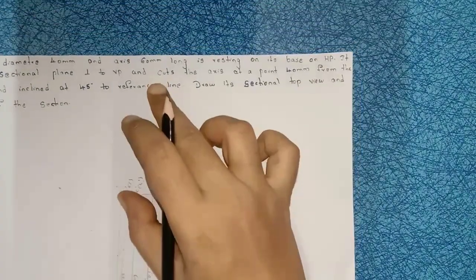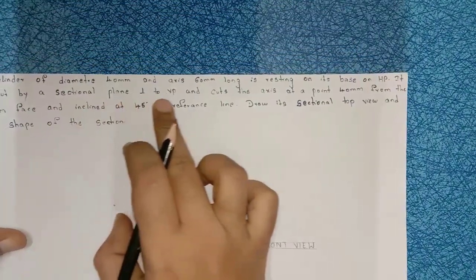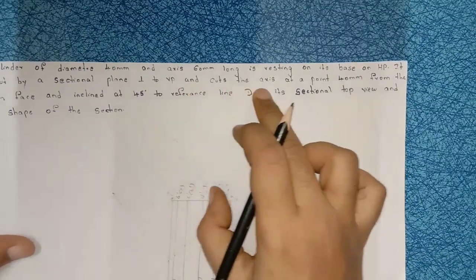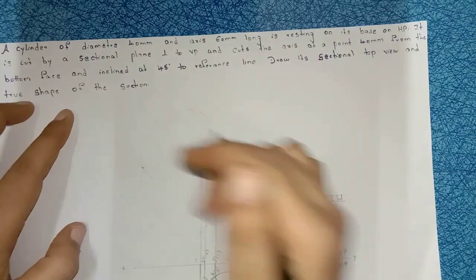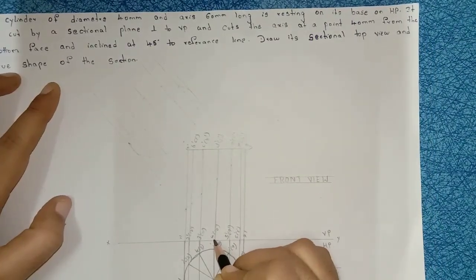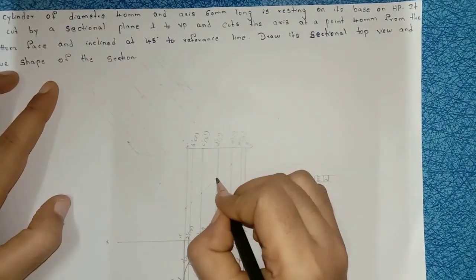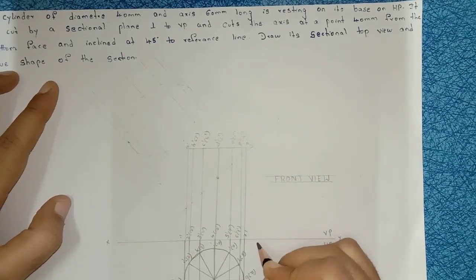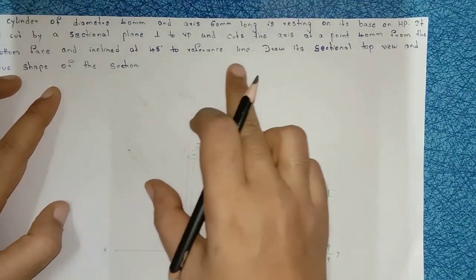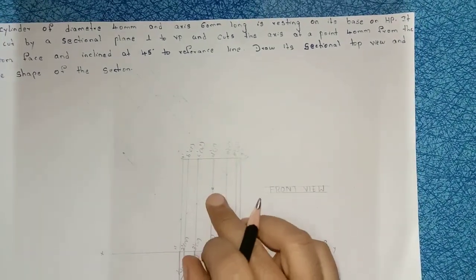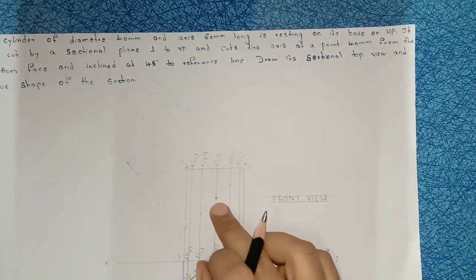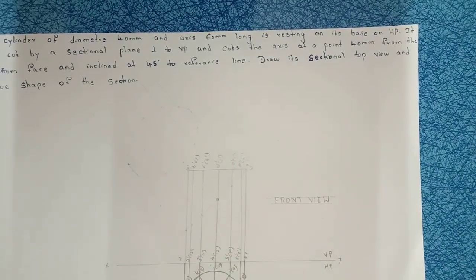Now coming to the next part: it is cut by a sectional plane perpendicular to VP and cuts the axis at a point 40 mm from the bottom face. This is your bottom face. From the bottom face, mark 40 mm on the axis line, and inclined at 45 degrees to the reference line. So you have to keep the point here.